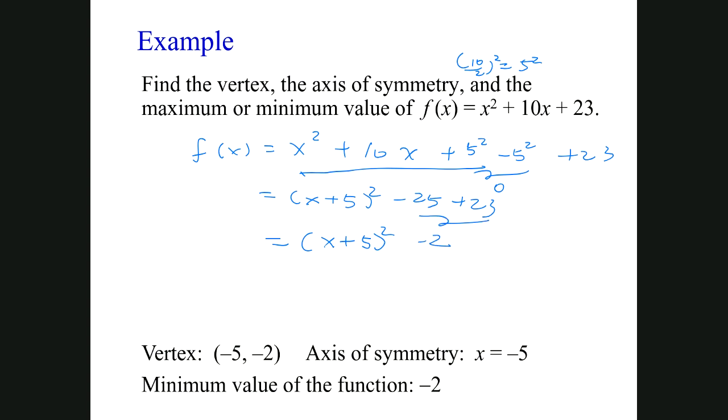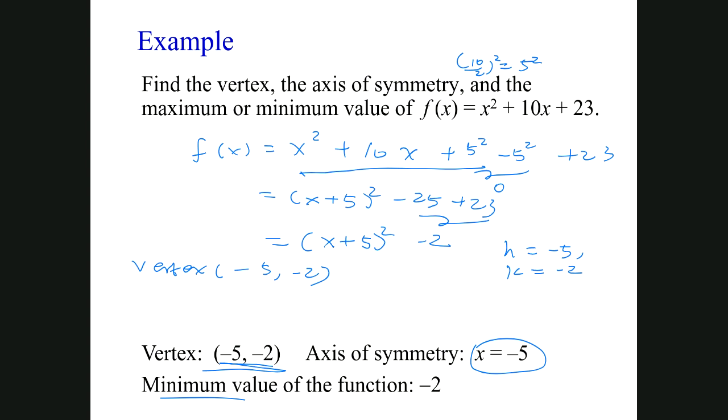So my h here will be negative 5, and my k here will be negative 2. That's my vertex, negative 5 and negative 2. This is called vertex form. We converted this equation, and we have a vertex of negative 5 and negative 2. The axis of symmetry will be x equals negative 5, and the minimum value for y will be negative 2. So you can answer this question right away.